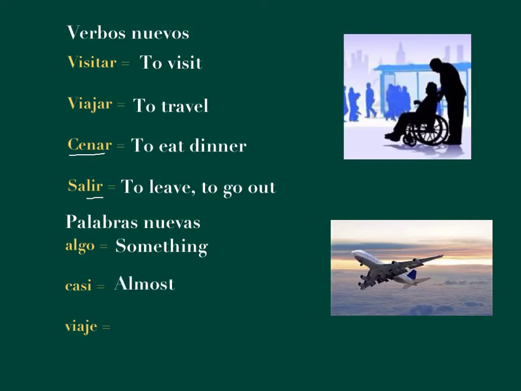Y al final tenemos viaje. Viaje. Y un viaje is travel or a trip. And that's a noun that you might use, again, when talking about something that your family does. We take a trip, for example. Okay, so those are some new verbs and some new words that you can use to help talk about what your family does together.